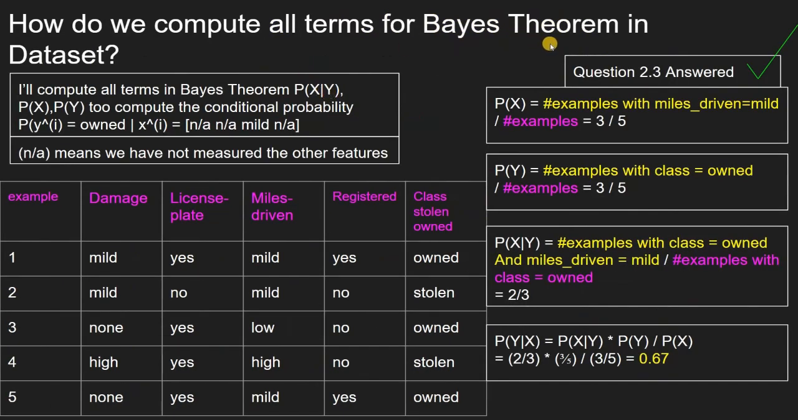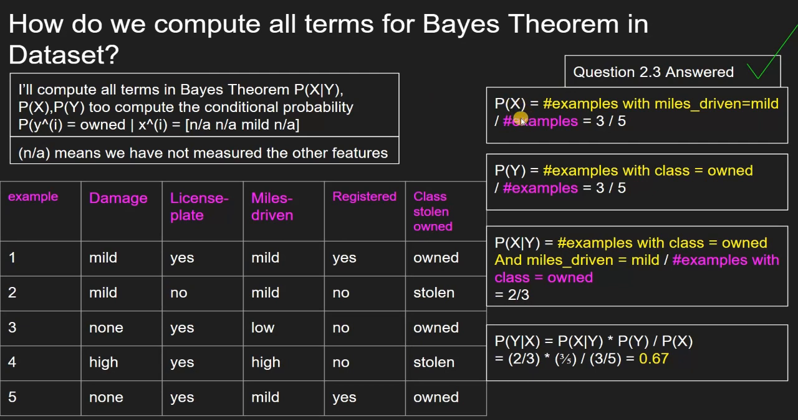So how do we compute all the terms for Bayes theorem in the data set? How do we compute the probability of x conditioned with y, the probability of x, and the probability of y? Well, we're going to compute all of those to compute the conditional probability of y of i equaling owned, conditioned that x of i is equal to miles driven is equal to mild, and all the other features are not measured yet. So this is the probability of y of i equaling owned, conditioned that x of i is equal to miles driven is equal to mild. Alright, so let's go ahead and compute these three terms for that conditional probability.